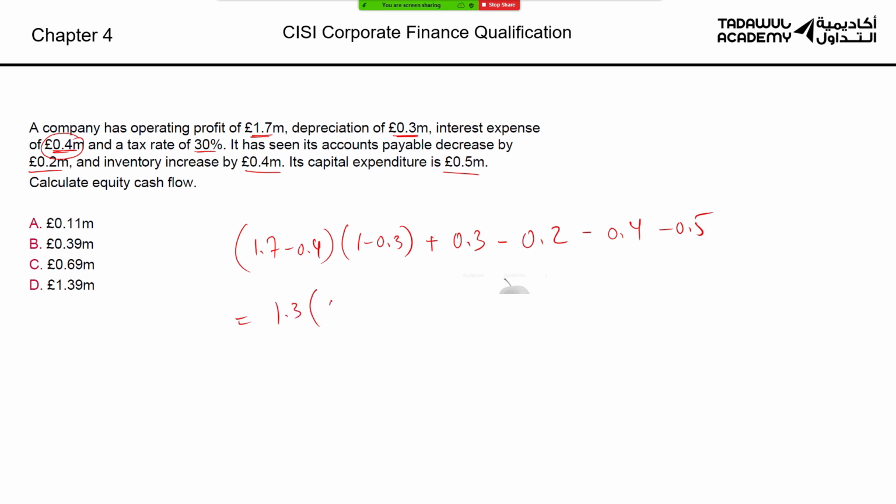Adjusted for tax, plus all of this, minus all of this. Let me just do this quickly. Times 0.7, plus 0.3, minus 0.2, minus 0.4, minus 0.5. So that gives you 0.11. You'll get the access tomorrow, inshallah. Tomorrow afternoon.